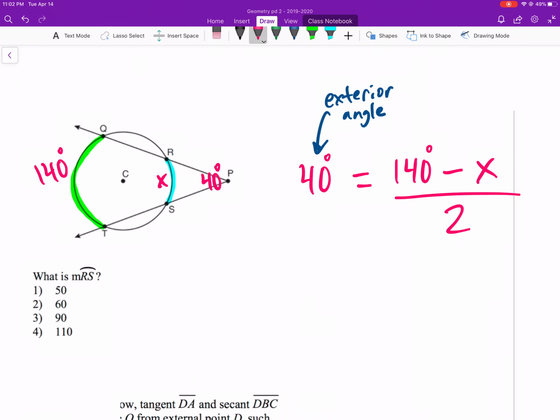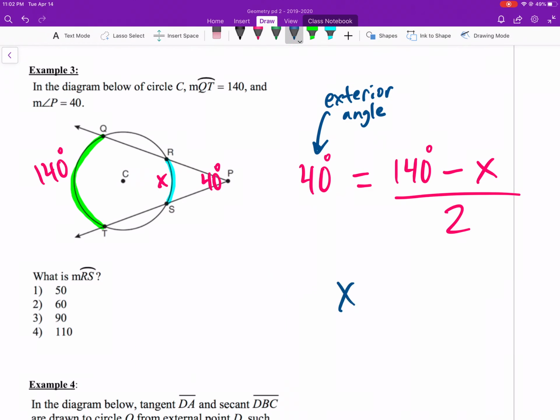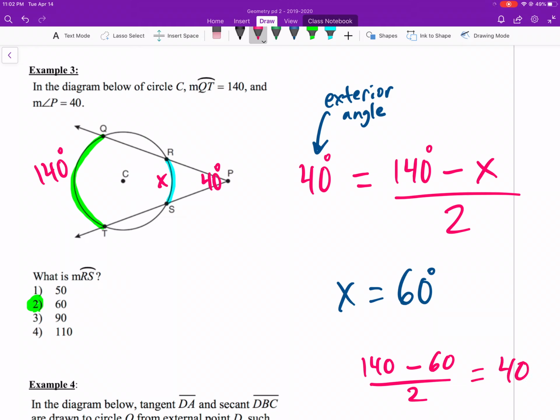Alright, so using GeoGebra this time, we found that x is equal to 60. Does that make sense? If we substituted, is 140 minus 60 divided by 2 equal to that exterior angle of 40? It sure is.